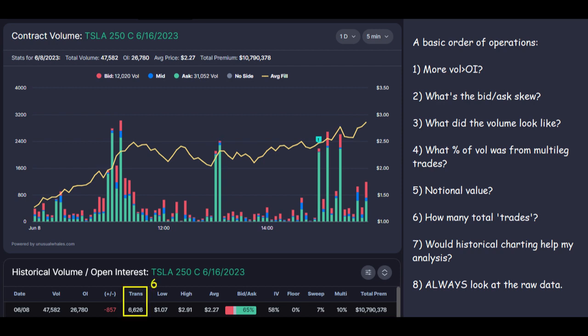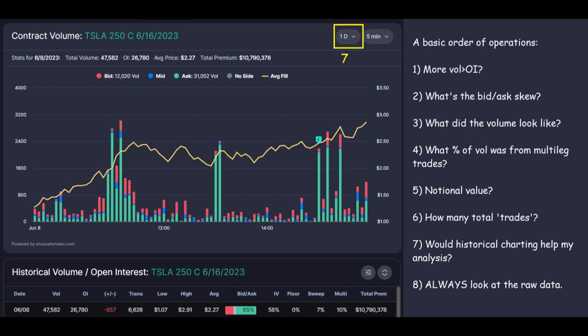6. How many total trades? This value is another arbitrary value. It's essentially just a way to put a number on the number of market participants for this contract. Think of it as a numerical gauge of whether or not the activity is from large block trades, which can be less reliable flow. In this instance, since volume was steady throughout the day, we don't really need to worry about this.